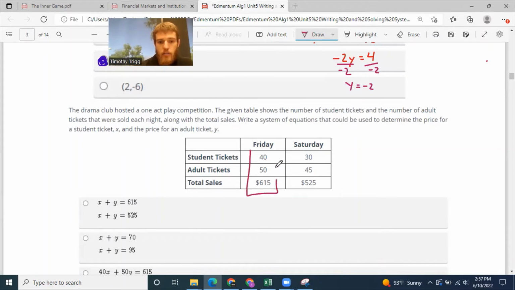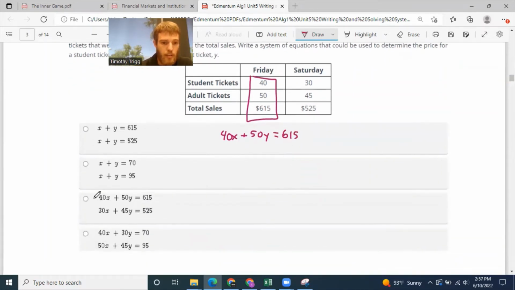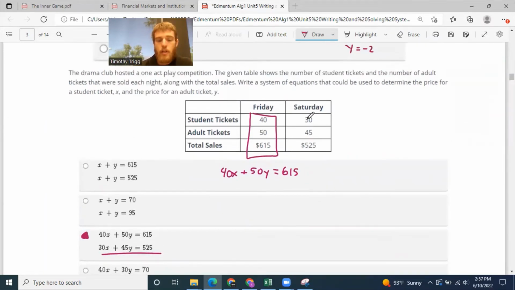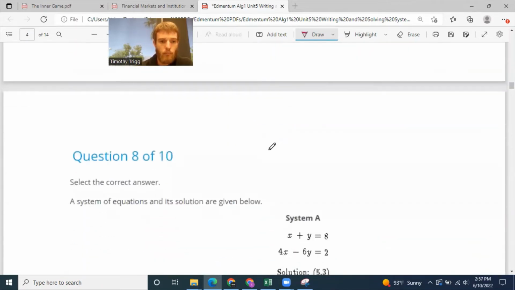So on Friday, let's go ahead and write the equation for Friday. Student tickets are X. So 40 student tickets plus 50 adult tickets pulled in a revenue of $615. So it looks like this is the right answer. You can see where the other equation comes from as well. 30 student tickets plus 45 adult tickets was 525 in revenue. So that's the second equation there. Next question.